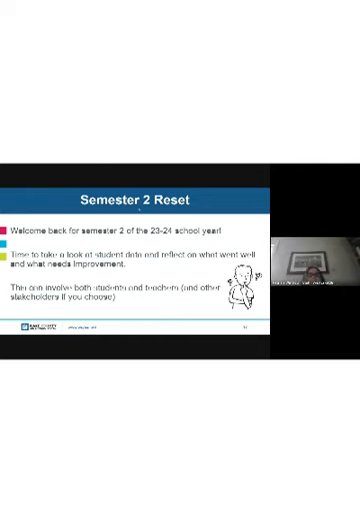Can everybody still see the slide that says semester 2 reset? I skipped around a lot, so I just want to make sure. Oh, good. Okay. All right.